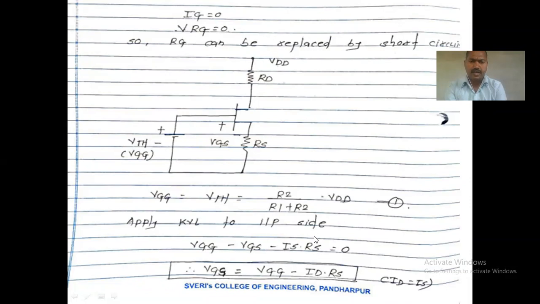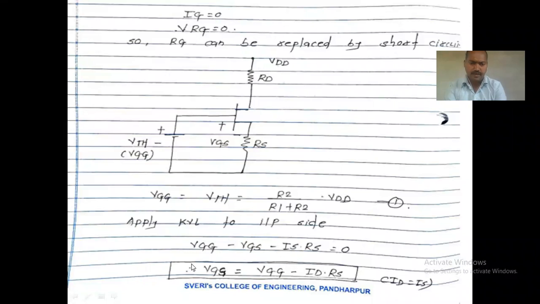As we know, this terminal is called the drain terminal and this is called the source terminal. Whatever current flows through the source terminal and through the drain terminal should be the same, that is IS equal to ID. So in place of IS we use ID, giving VGG minus VGS minus ID into RS. This is the equation.